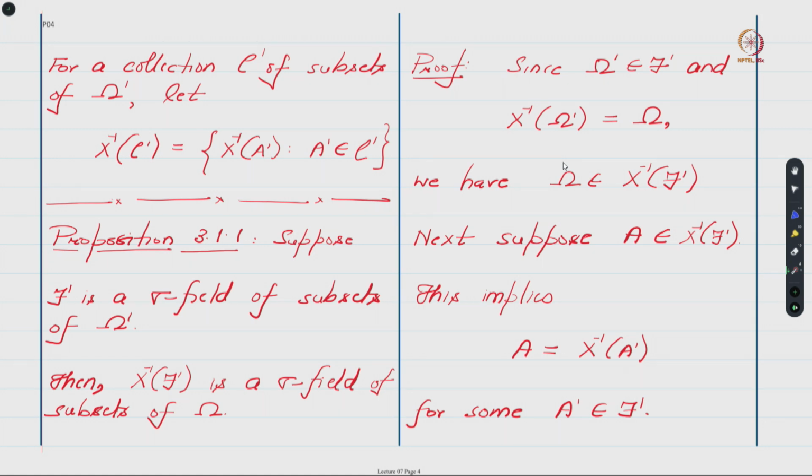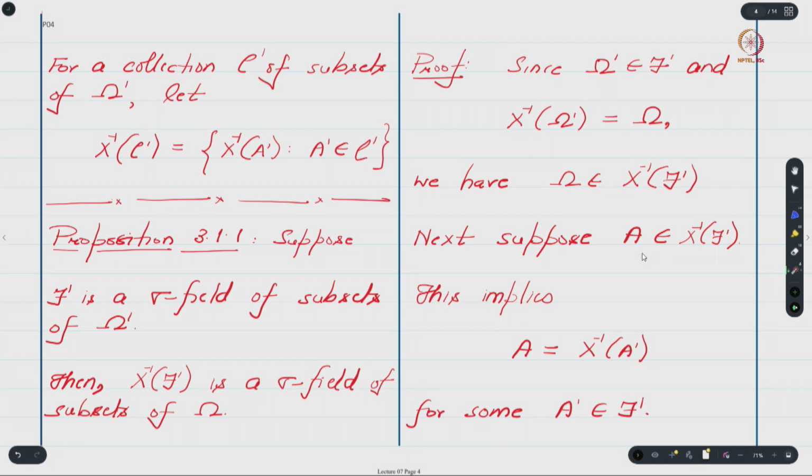Now we move on and we show that this X inverse of F prime is actually closed under the complement operation. Is this okay? So what do I mean by that? I want to say that let us say there is a set A in X inverse of F prime. So X inverse of F prime is a collection, and let us suppose A belongs to X inverse of F prime. Our goal now is to show that A complement also lies in X inverse of F prime, right. So let us go ahead and do that proof.